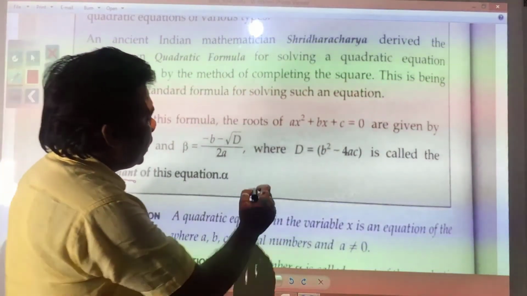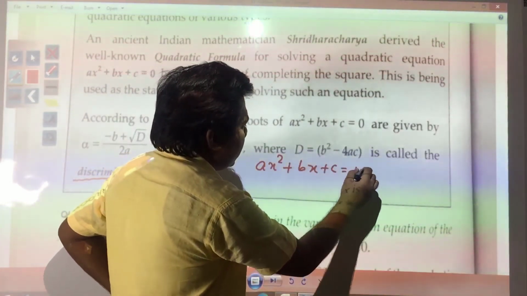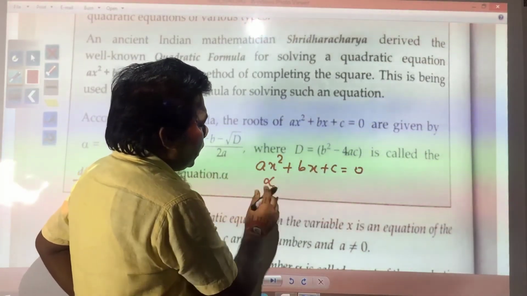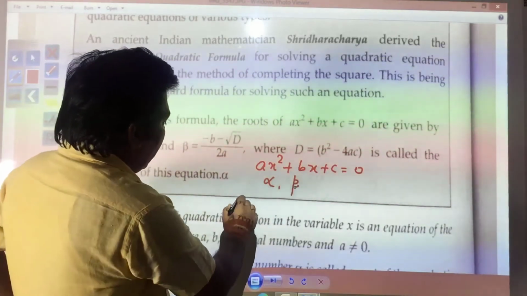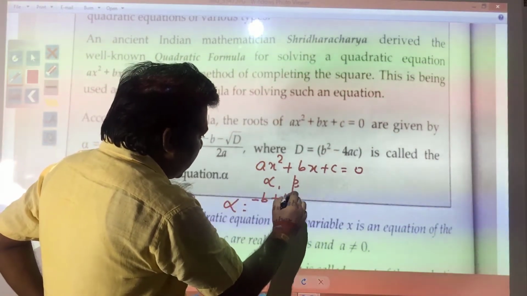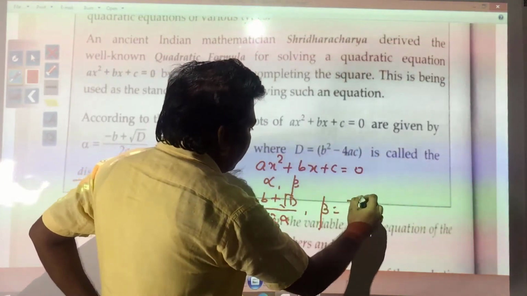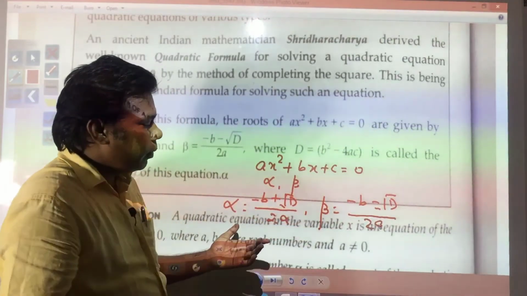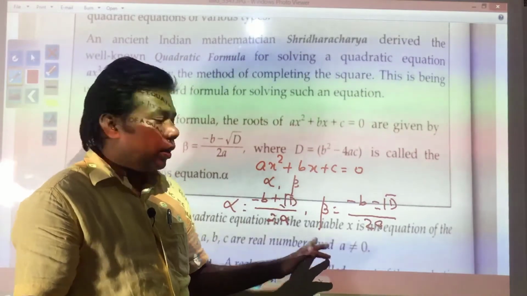So, if any equation you have is ax square plus bx plus c is equal to 0 in this form, then your roots, that means the solution of this equation, alpha and beta can be found out by using the formula alpha is equal to minus b plus root under d by 2a and beta is equal to minus b minus root under d by 2a. Or collectively, if you write, alpha and beta will be minus b plus minus root under d by 2a.